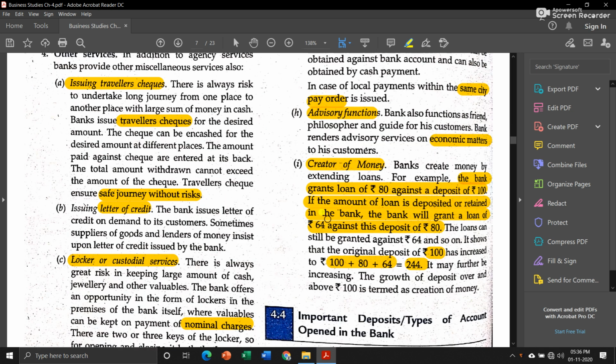So go through the functions of commercial banks again, and if you have any doubts then you can ask me. And in our next session we will discuss different types of accounts opened in the bank. For this session we will wind up here.